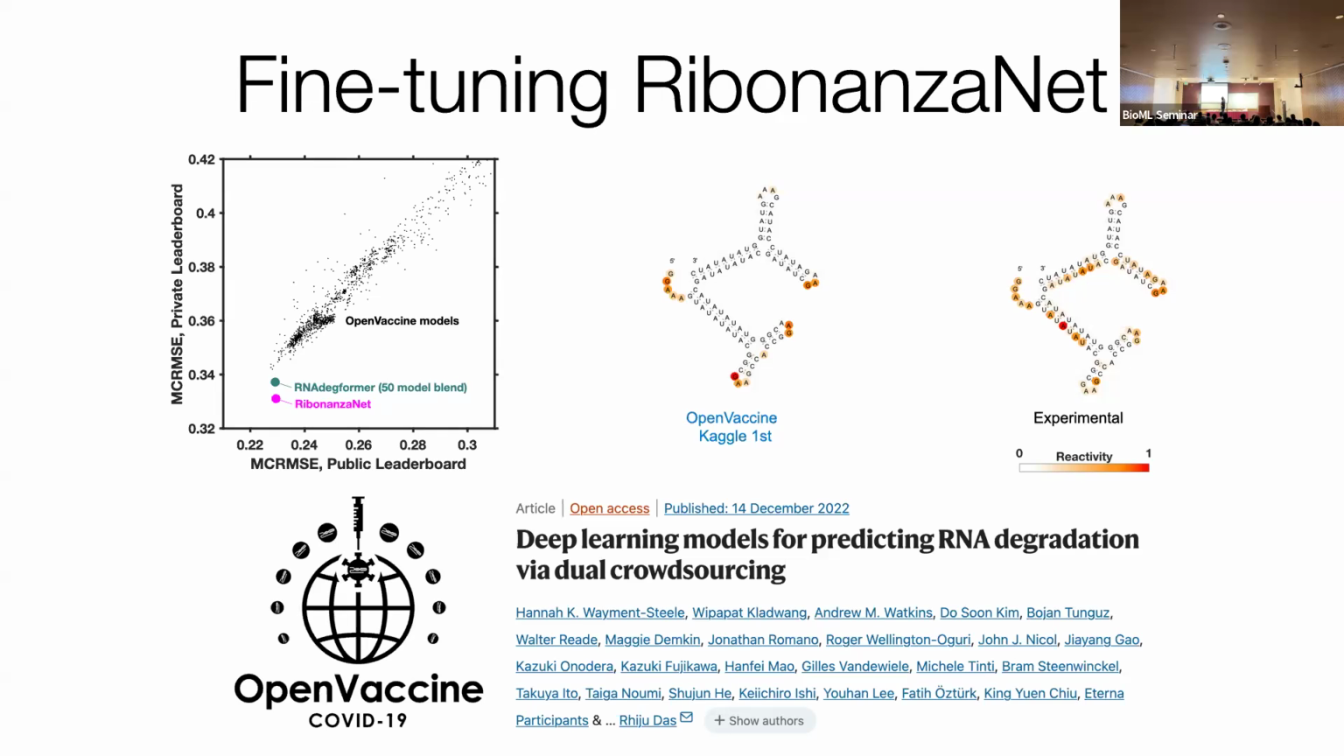As an example, here's one of the little RNA fragments that we probed in open vaccine. These are data on which parts of the molecule are hotspots for hydrolysis. This is the kind of thing that prevents an RNA vaccine from being shipped at room temperature, or requires freezing it. For this particular molecule, the previous open vaccine Kaggle models didn't predict it right. They predicted this RNA would not have these hydrolysis hotspots. But this fine-tuned RiboNanzaNet model knows that there are places that are going to be cut.